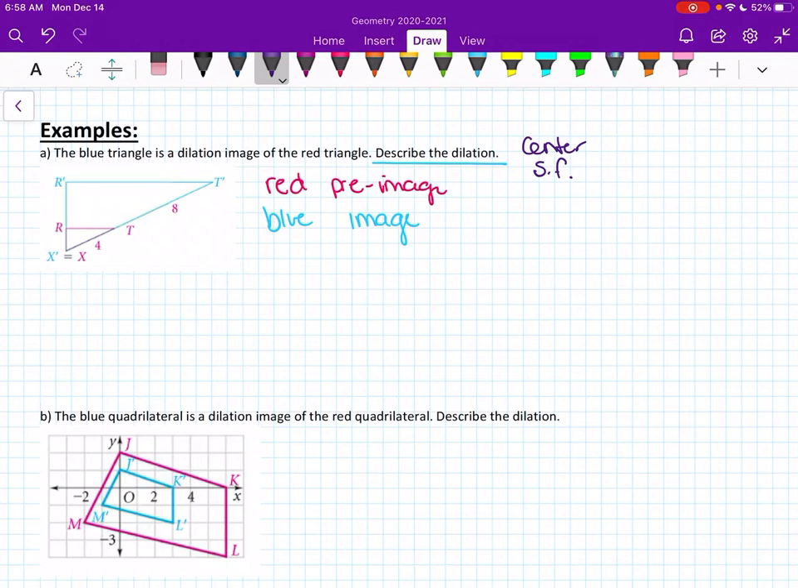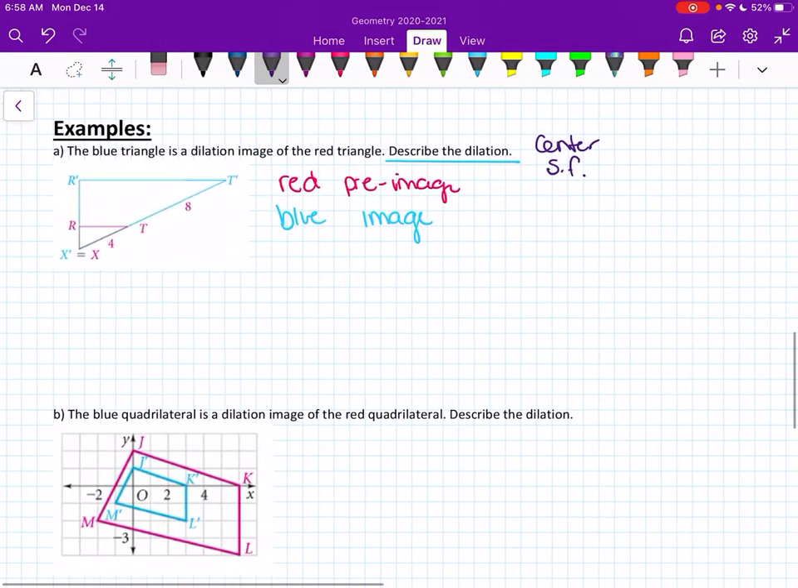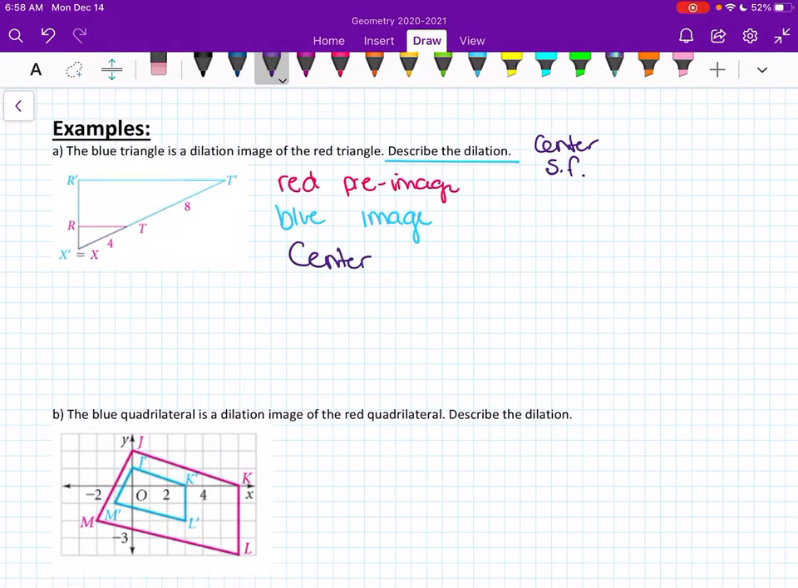Okay? So the center should be the easiest thing to identify. So the center is the point that doesn't change, or it's also like if it's in the middle of the image, it's the point where my image is getting sucked into or blown up from. Okay, so here I see that X and X prime are the same. So my center is point X. Okay. Then the next thing it wants to know is the scale factor.